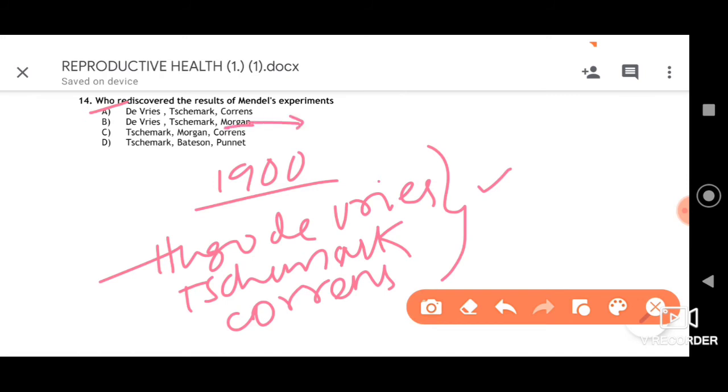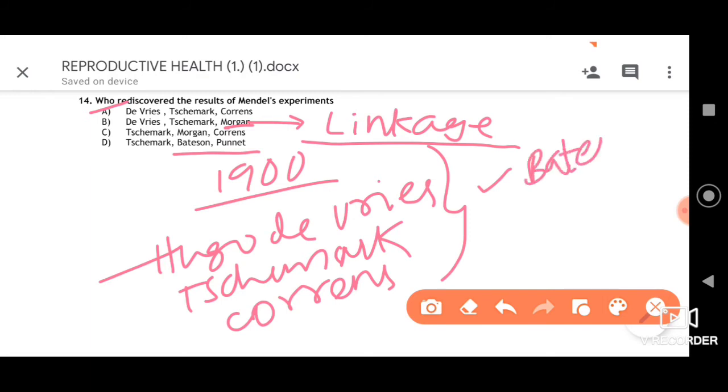Morgan in fact has done a lot of work on linkage. He is called the father of experimental genetics. How two genes are linked in a particular locus of a chromosome was very clearly explained by Morgan. Next, the third option again includes Morgan, and the fourth, Bateson and Punnett. Bateson and Punnett, together with one more, Edith Saunders.